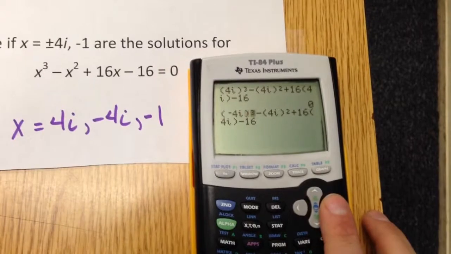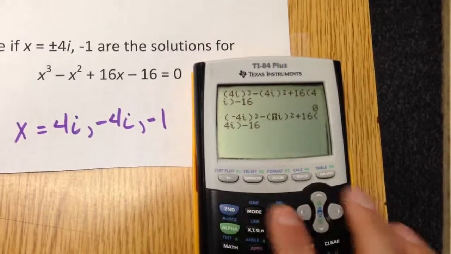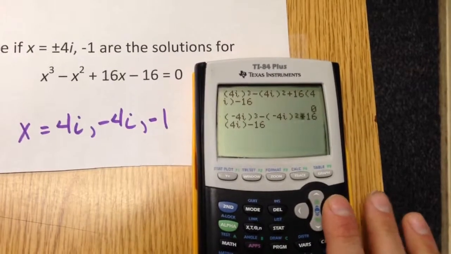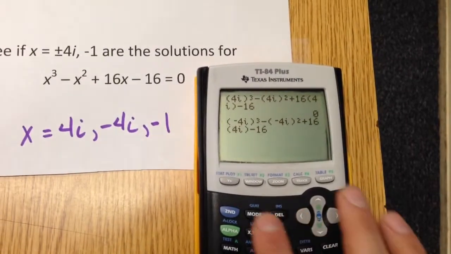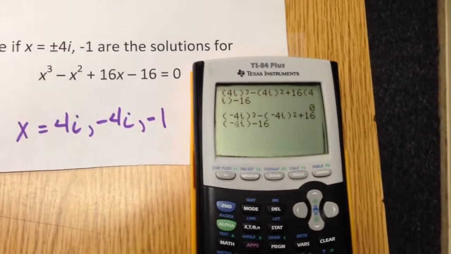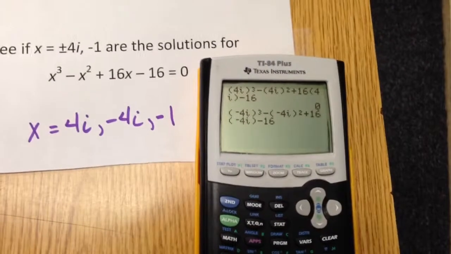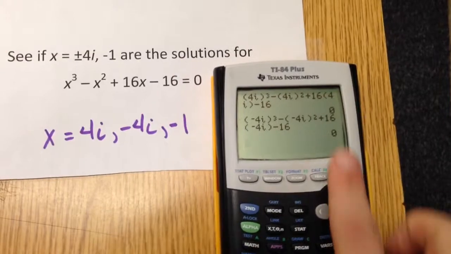Do it to all the 4's, y'all. Insert that negative, second, insert, and then make it negative. Do it again. Down here, we got one more. Second, insert, negative. I'll let you catch up. All right. Hit enter, and if all goes well, we should get 0.